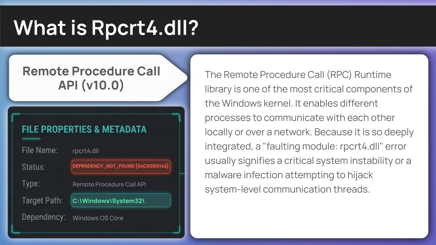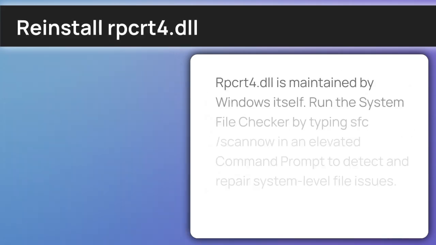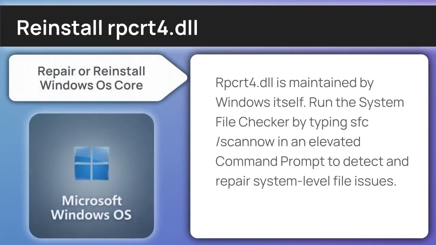Knowing the file's purpose is helpful, but now we need to physically restore it. rpcrt4 is maintained by Windows itself. Run the system file checker by typing sfc /scannow in an elevated command prompt to detect and repair system-level file issues.